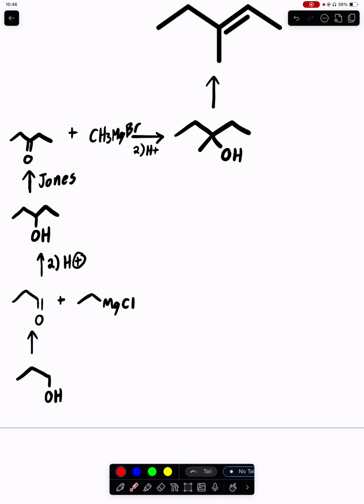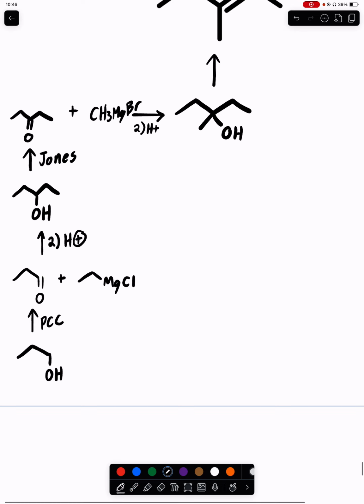But what reagents can I use here? This is a primary alcohol. If I use the Jones method, I will end up making a carboxylic acid. That's not what I want. I have to do the PCC method here so that it stops at this aldehyde right here. All right, well, here I have propanol.